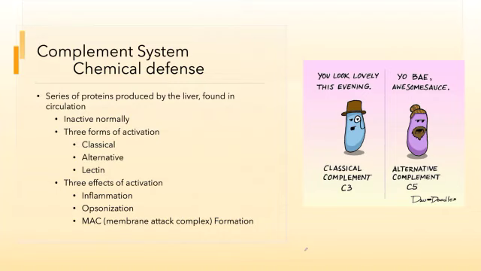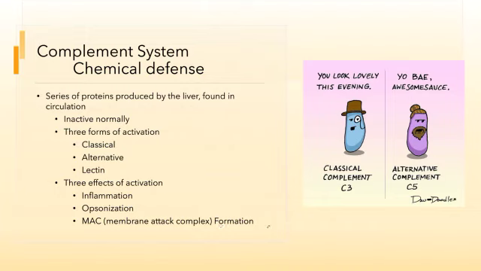In this section, we're going to be talking about a chemical defense, another second-line defense in innate immunity, known as the complement system. Complement is a set of proteins that are produced by the liver, and they are circulating around in our circulatory system, so they're found in blood. In a normal state, they are inactive proteins. They are part of the innate immune response, and they do have some effector functions, but when we are in a healthy state, they're inactivated.